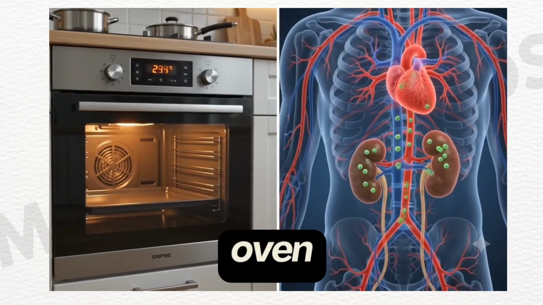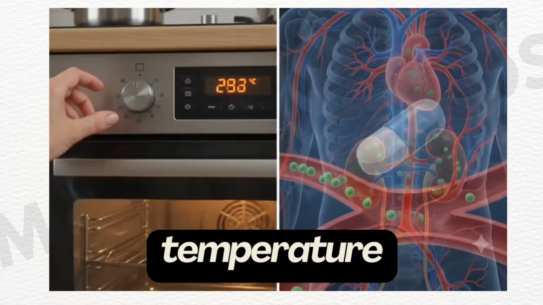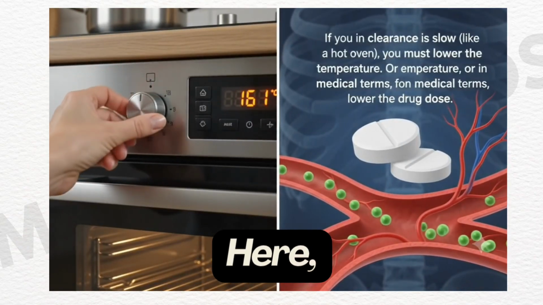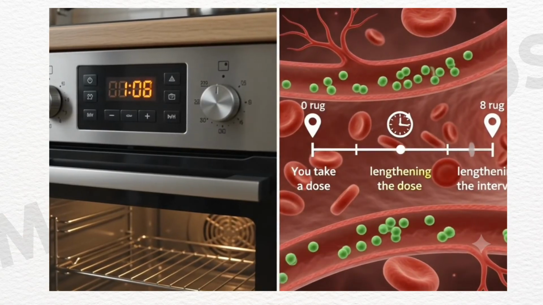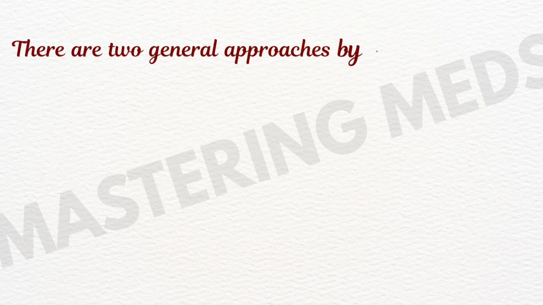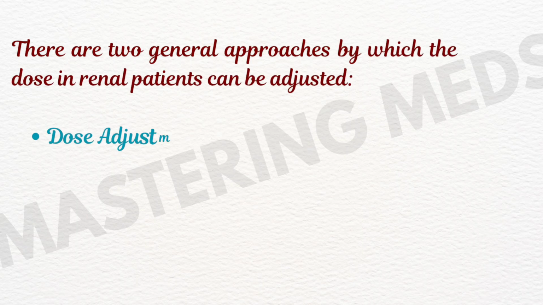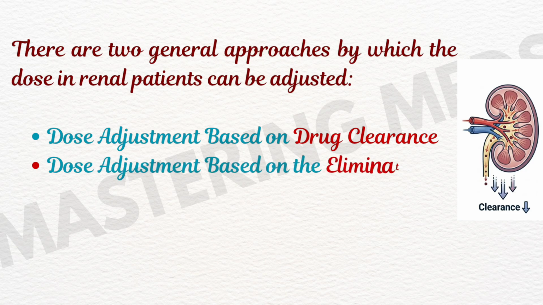Think of it like adjusting a recipe. If your oven runs hotter, you either lower the temperature or shorten cooking time to get the same result. Here, we either lower the dose or lengthen the interval between doses. There are two general approaches by which the dose in renal patients can be adjusted. First, dose adjustment based on drug clearance, and second is dose adjustment based on the elimination rate constant.